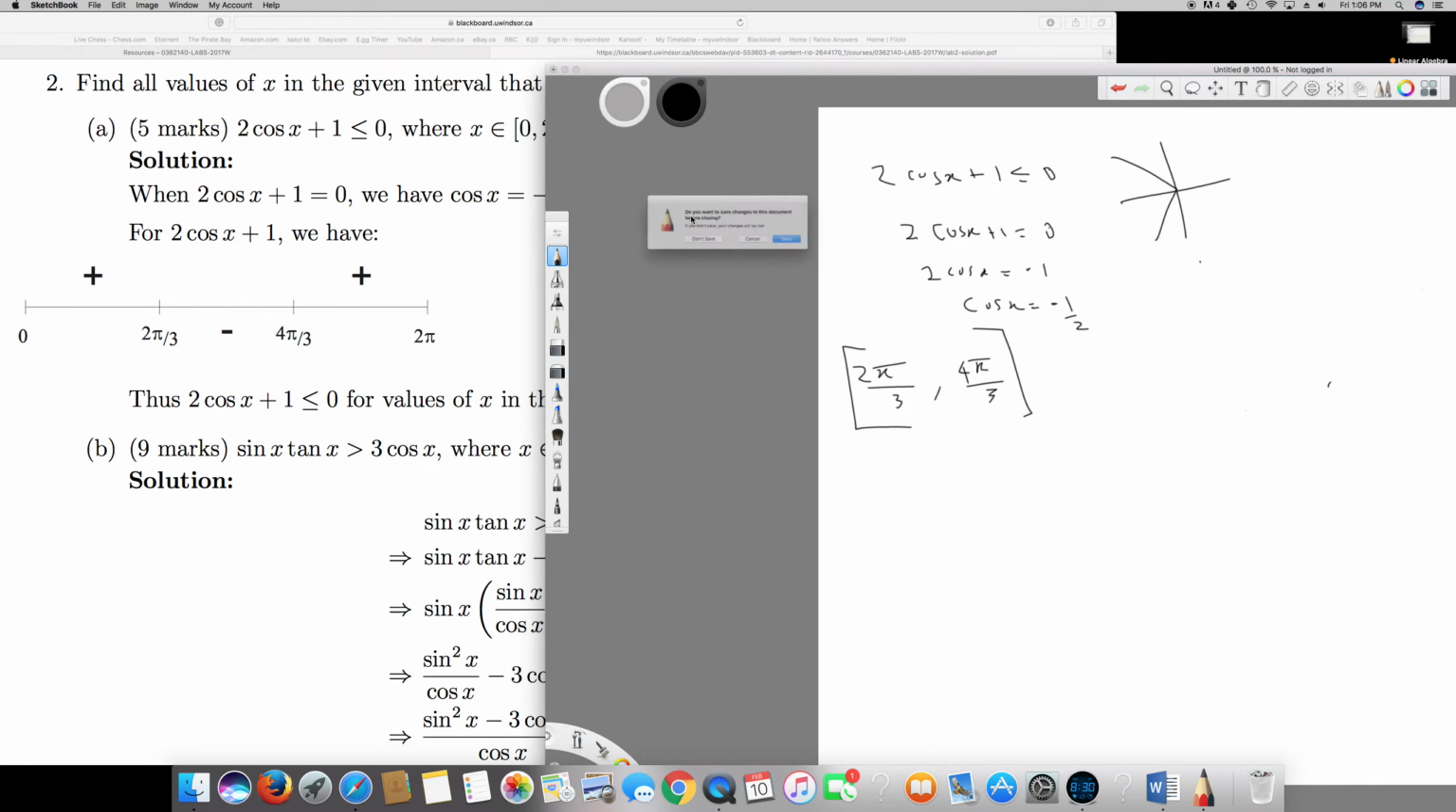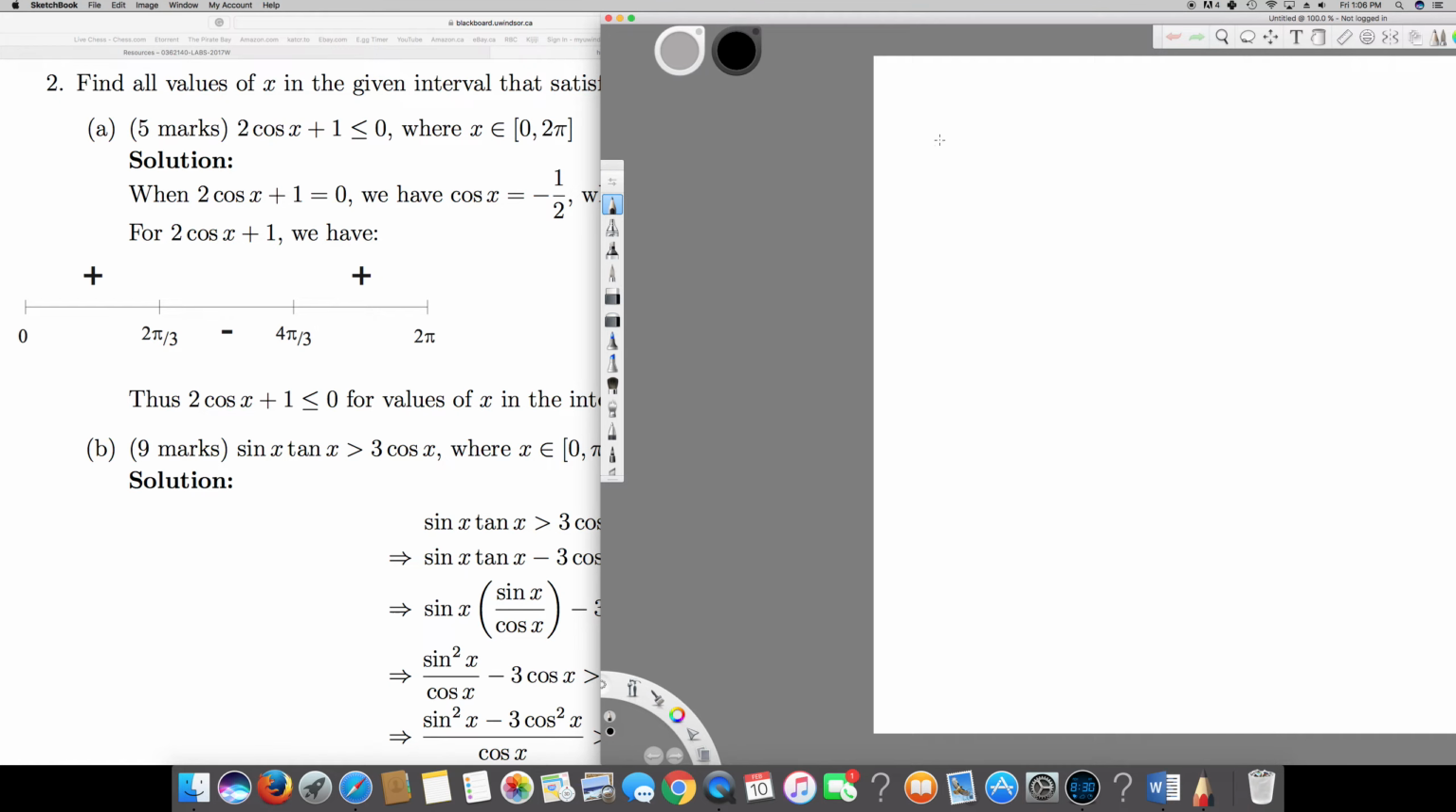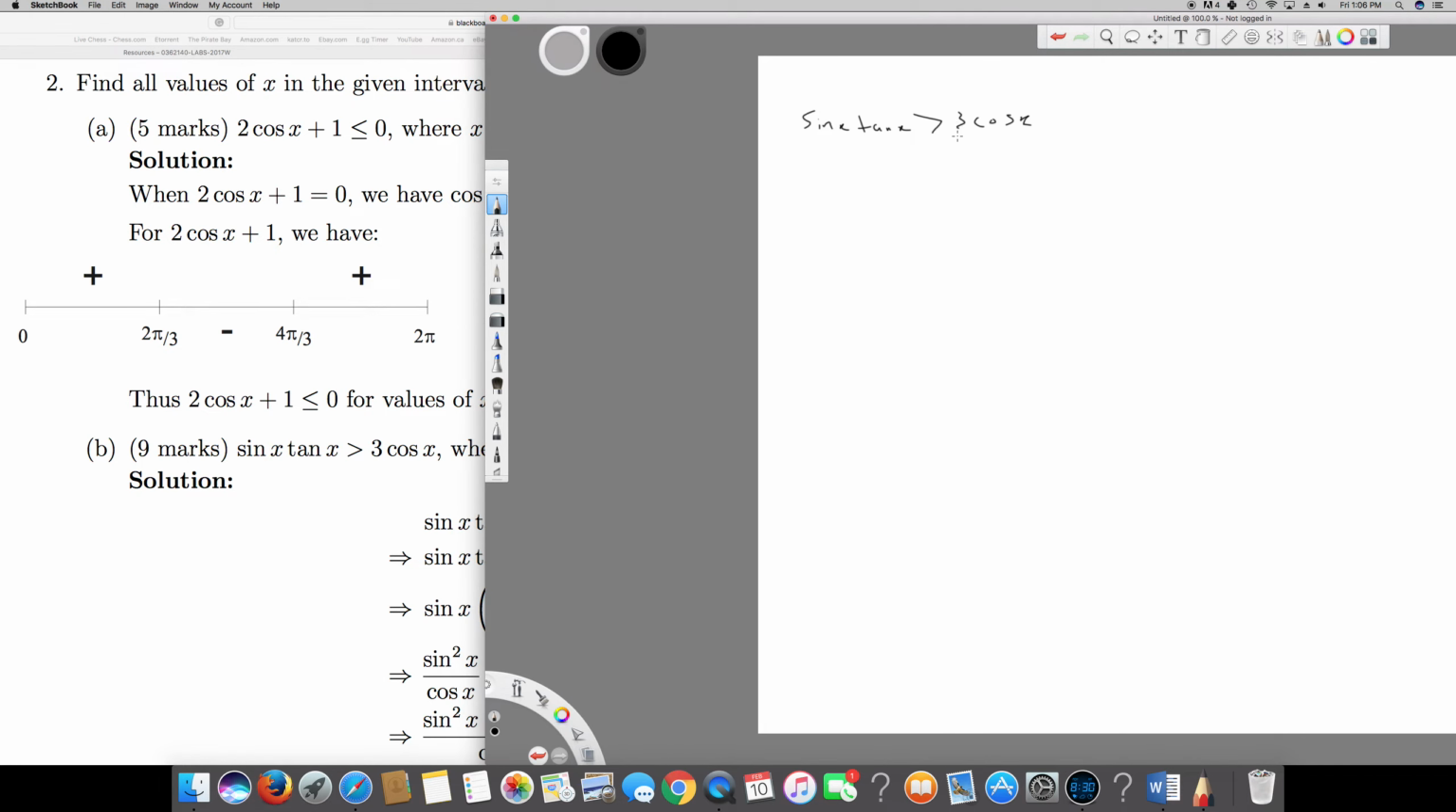So to do that, I take a new sheet. Okay, sin x tan x less than 3 cos x. First of all, I have to flip this and switch it to make it in the normal form. So let's treat this one as an equal sign, right? So sin x tan x minus 3 cos x is greater than 0. Right? If it's greater than 0, let's see what happens.